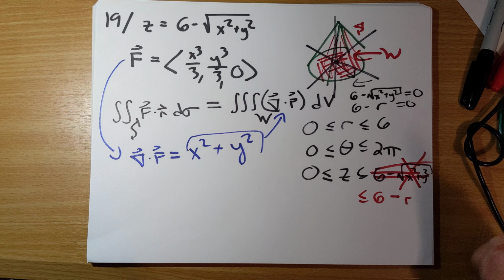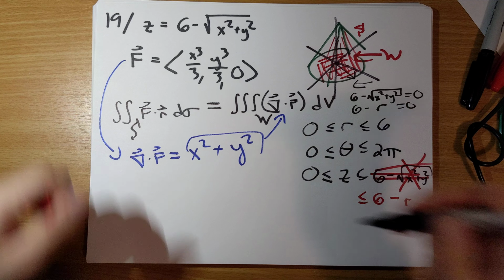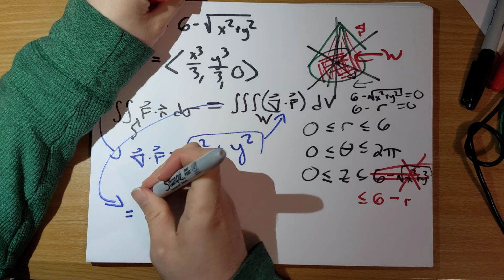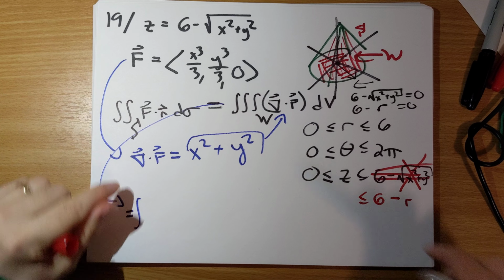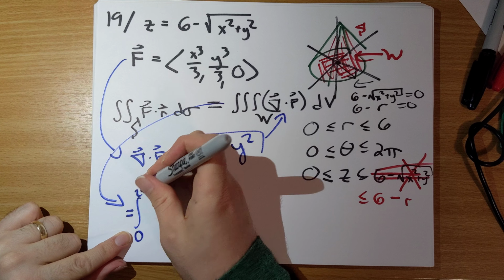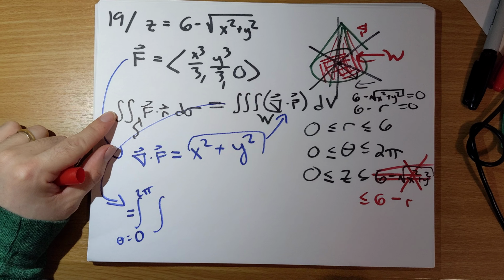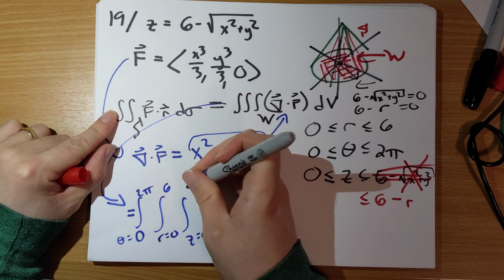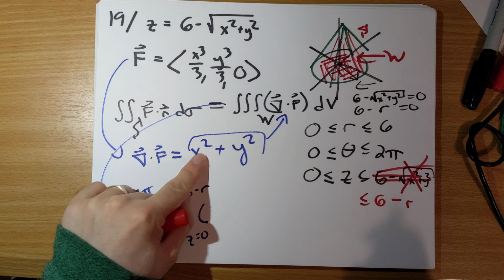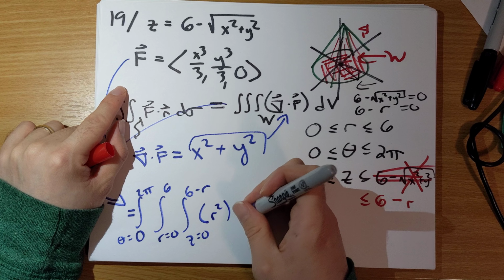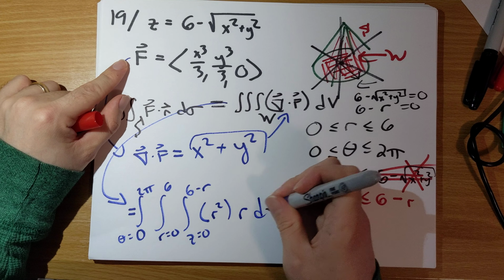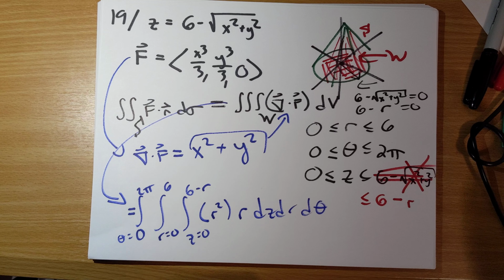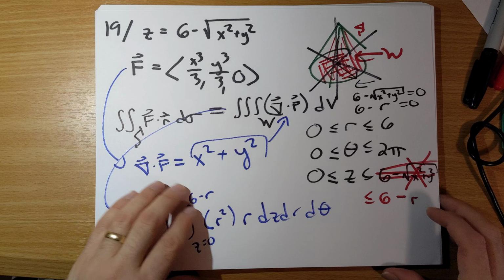So we've got all of the bounds here. Now the last thing to do is write the triple integral. Theta runs from 0 to 2 pi, and then r runs from 0 to 6. Z runs from 0 to 6 minus r. Of course, x squared plus y squared becomes r squared. Throw in the factor of r. We still need that dz dr d theta. Okay, that is problem number 19.